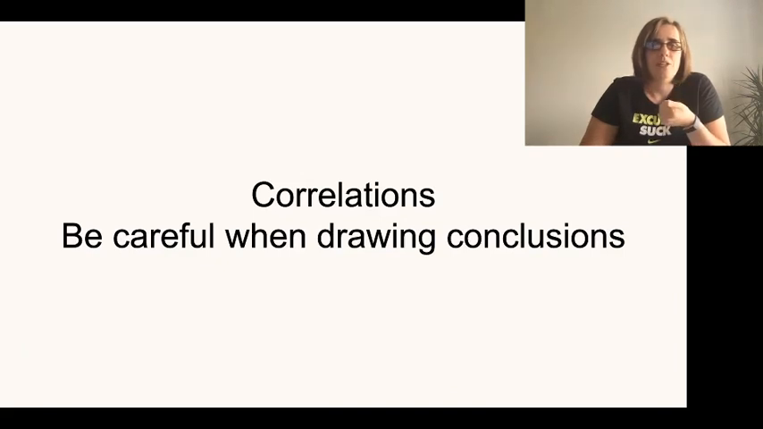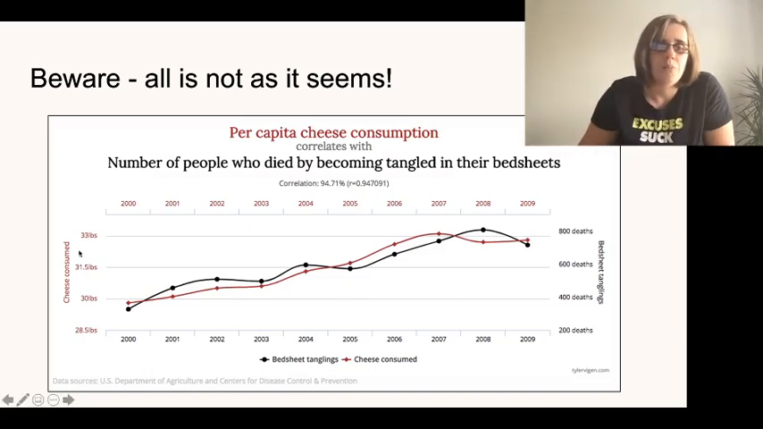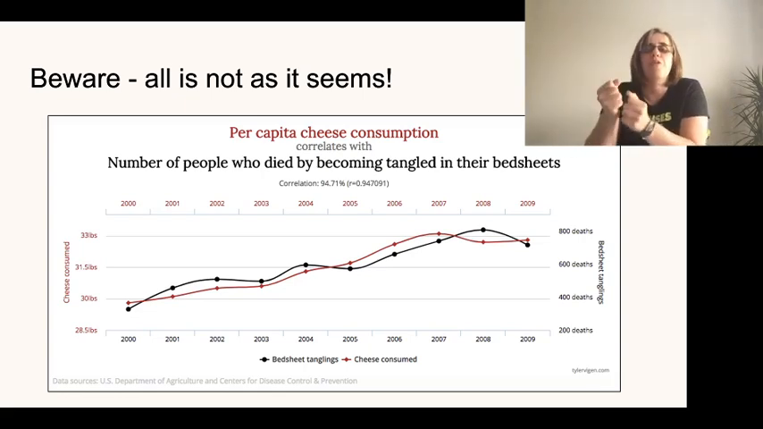Okay, the last thing here is about correlations. So just being careful when drawing conclusions. So you might see something like this. So we have here the amount of cheese consumed on the left and the amount of people who die by being tangled in their bed sheets. And they kind of look the same. So can we say that eating cheese leads to you being tangled in your bed sheets? Like, probably not. It's just a similar progression. So there's some third factor that's influencing these things.